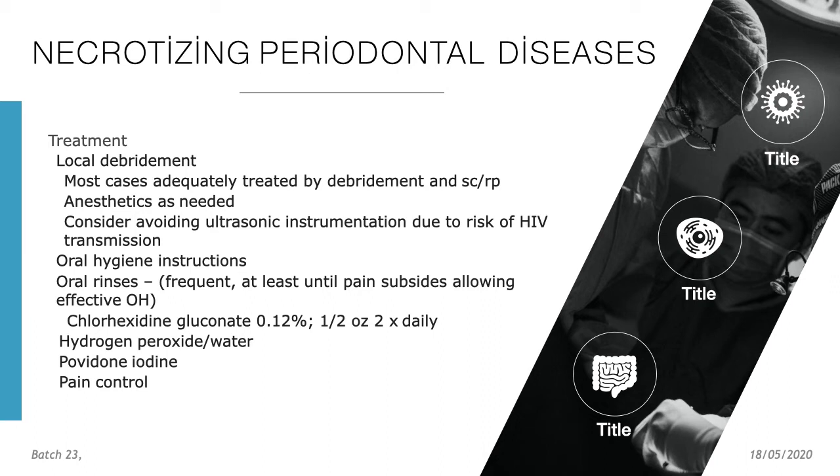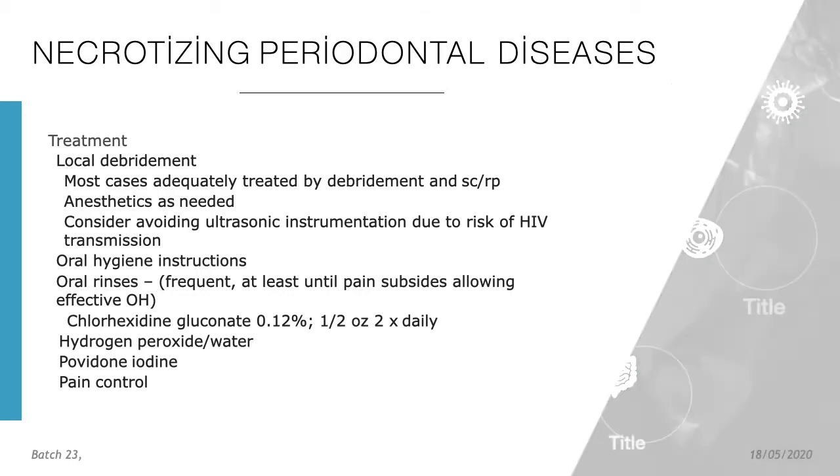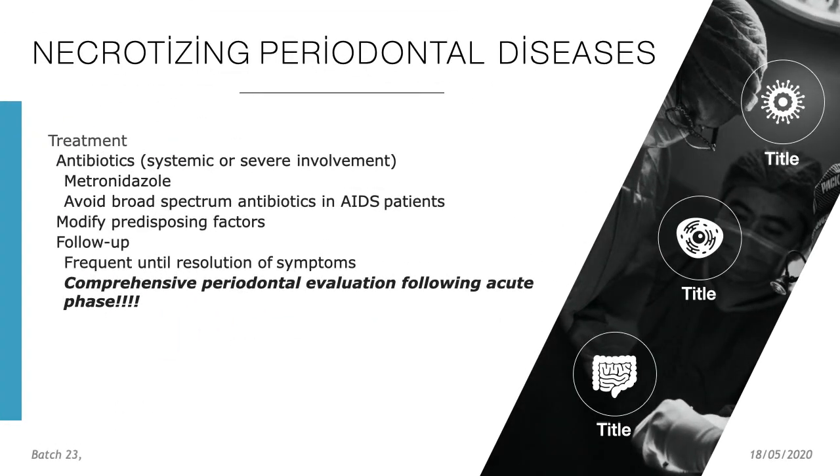Most frequently, either chlorhexidine gluconate twice daily or a mouthwash with hydrogen peroxide and a combination of water with hydrogen peroxide, or povidone iodine can be given for mouthwash so that the patient can resolve the disease faster. Antibiotics, you can think about a broad spectrum antibiotic if required. Most frequently the primary treatment is more than enough to resolve the disease. You don't need to move on to antibiotic prophylaxis or antibiotic therapy.